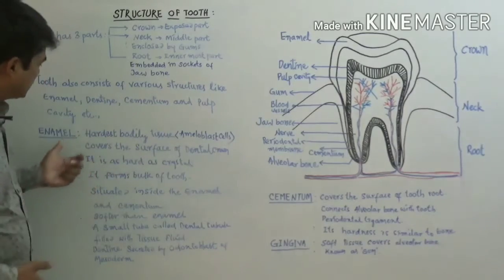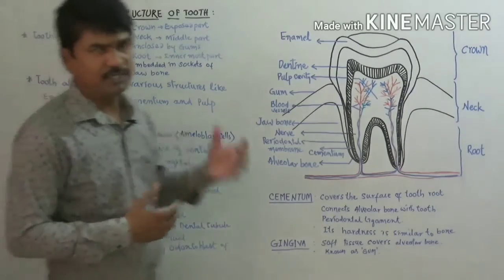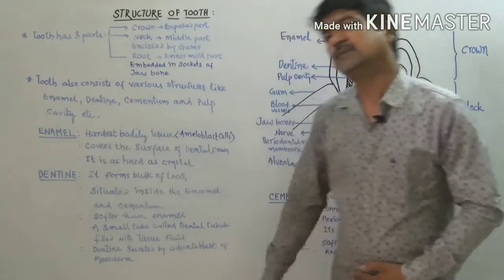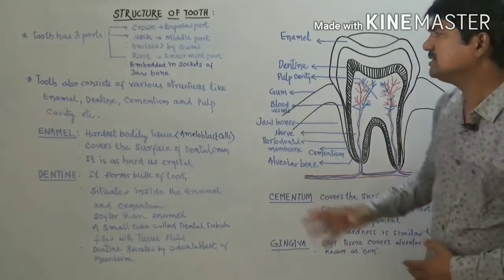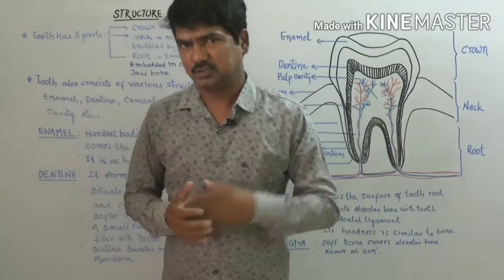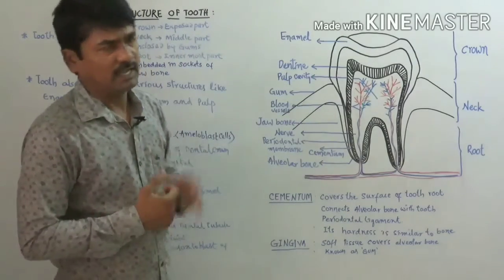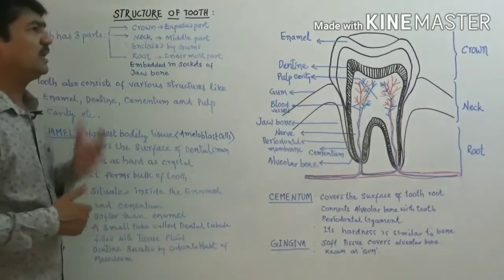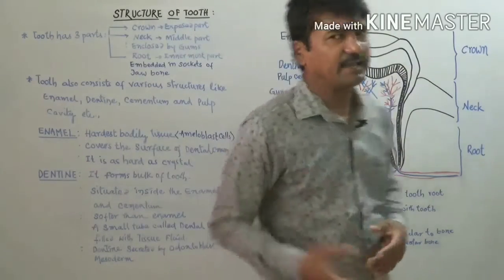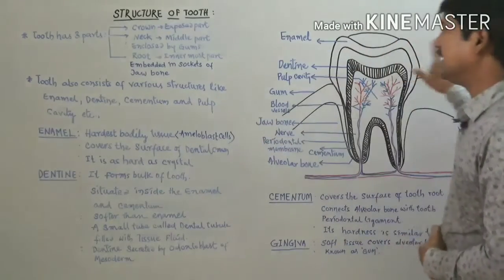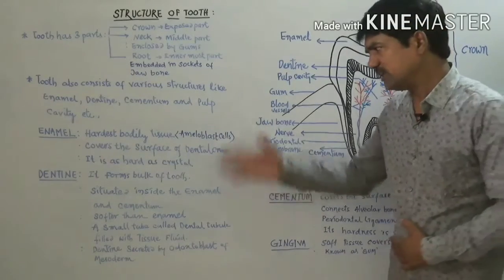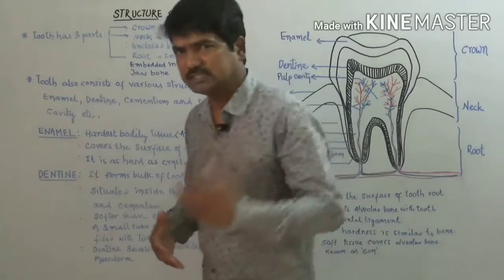Let us see what characters belong to the enamel, dentine, pulp cavity, cementum, etc. The first character is enamel. What is the enamel here? Enamel is the hardest bodily tissue, composed of ameloblast cells, which originate from the ectoderm. Enamel covers the surface of the crown region. Around the crown we can identify the enamel, and it is as hard as crystal bone.